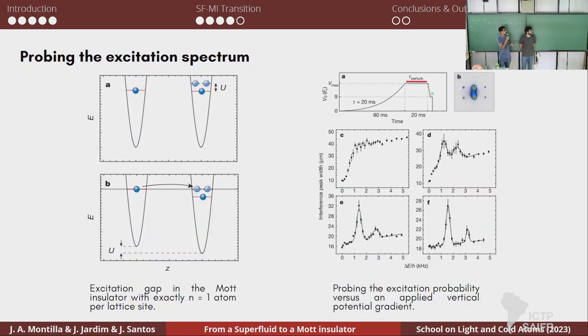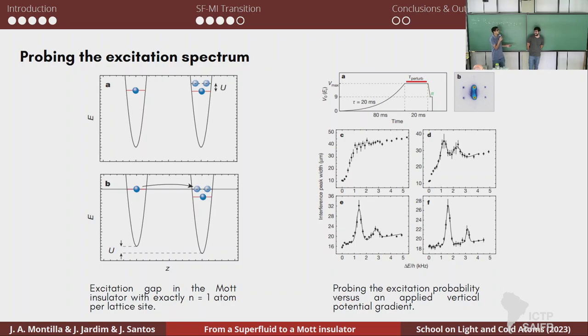And the last quantity measured in this article is the probing of the excitation spectrum. In this first image, the excitation gap in the Mott insulator for one atom per lattice site. This first image A is the shift U in energy direction, and here in figure B is the same U shift but in Z direction.